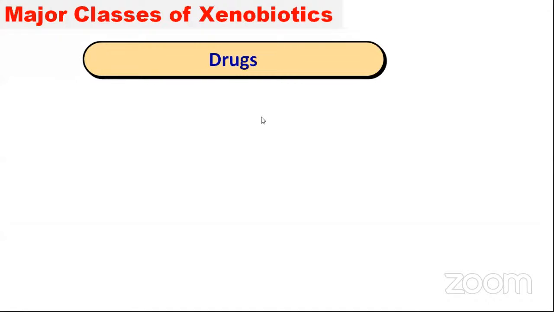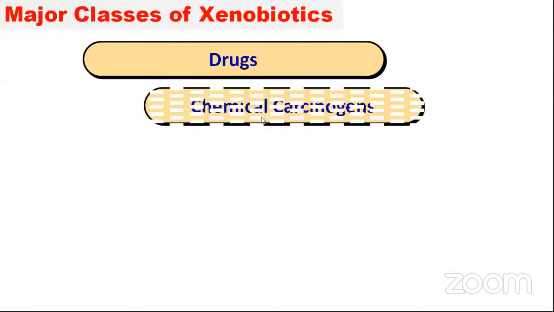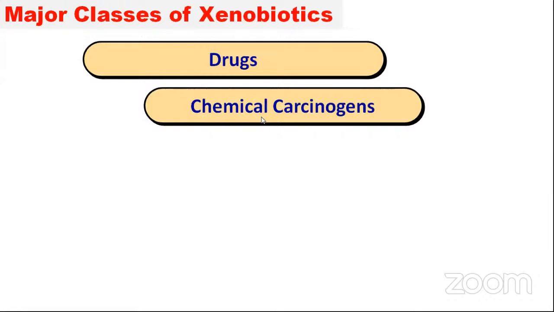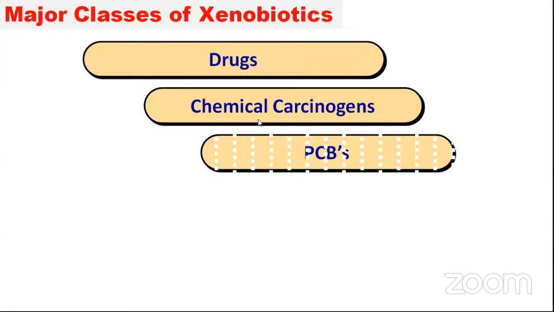Drugs can be potentially harmful because drugs are not created inside the body. They are always injected, pumped outside or taken outside the body. So drug is a xenobiotic. It will always have a biological effect. Chemical carcinogens, substances which create a cancer, are xenobiotics. Polychlorobiphenyls, which are organic chemicals, hydrocarbons in nature, very persistent, very difficult to remove. They are xenobiotics.